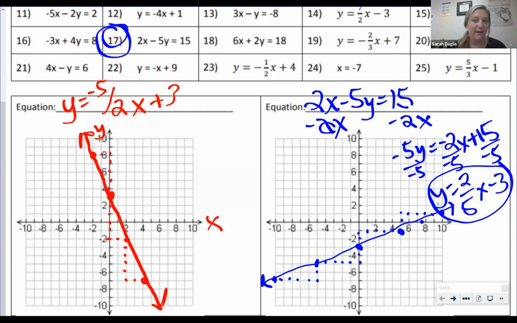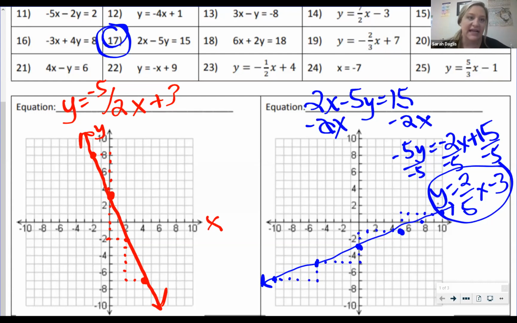So a couple of ways to do your standard form equations. Pick the way you like and go with it. Or if you try it one way and you're not sure about it, also try it the other way and see if they match up. I know it seems like a lot of work, but once you get the hang of it, it'll be quick. It's not that bad.